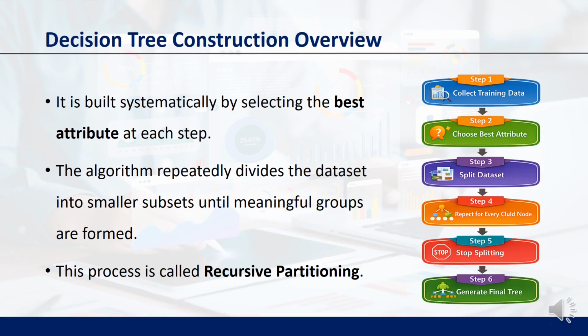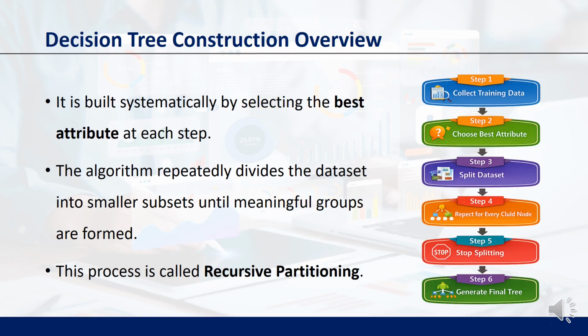Decision tree construction overview. Let us first understand the overall idea of decision tree construction. A decision tree is not created randomly. It is built systematically by selecting the best attribute at each stage. Suppose we have a dataset containing information about customers. We may have attributes such as income, age, credit score, employment status, and existing loan. Our target variable might be whether the loan is approved or not.